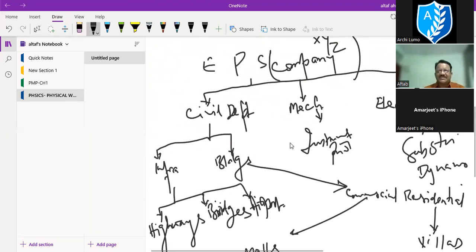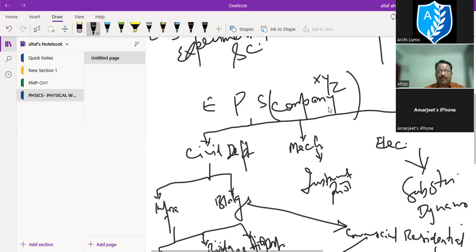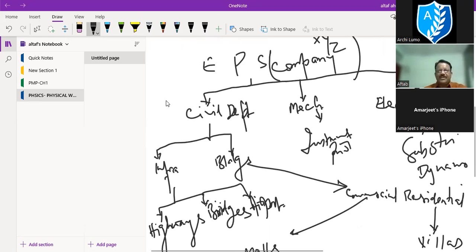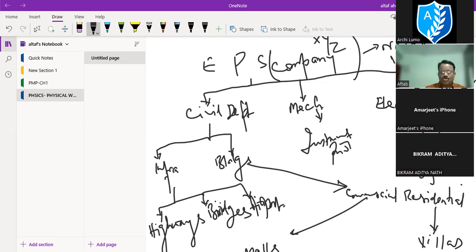So in this whole structure, the company is on top, XYZ, whatever it may be, and under the company lots of departments are there. This is called the first node, node 1, or the topmost level. Or you can say level 1 also. And these departments under this company can be termed as level 2, or node 2.